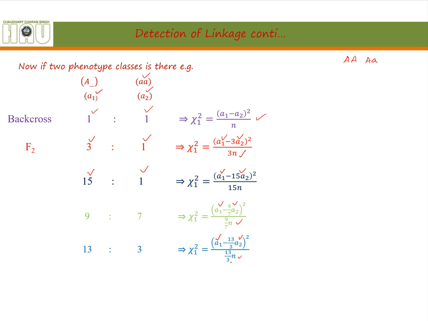And if I generalize this result, if the segregation ratio is say L1 is to L2, then chi-square with 1 degree of freedom can be calculated by this formula: (A1 minus L1/L2 A2) whole square divided by L1/L2 into n. So if you want to test different ratios in two classes, then these are the various chi-square formulas through which you can detect whether the linkage is there or not.